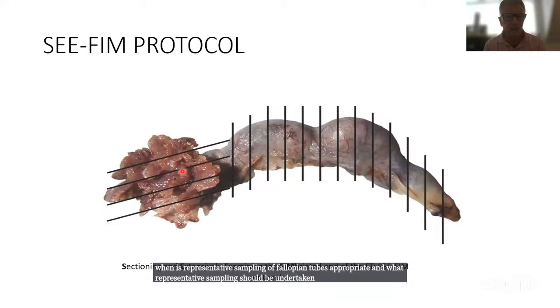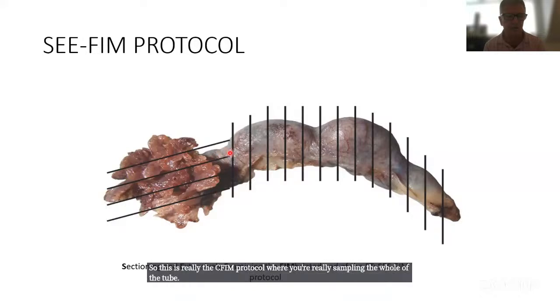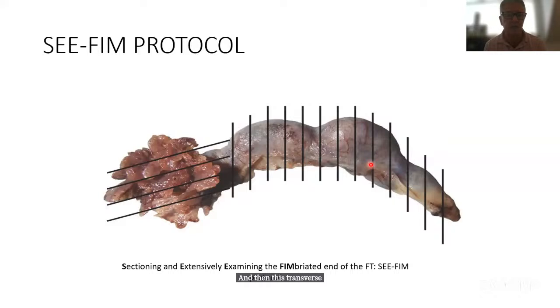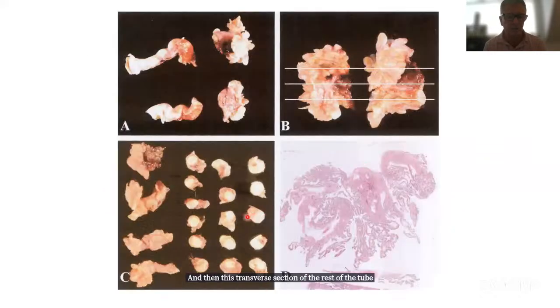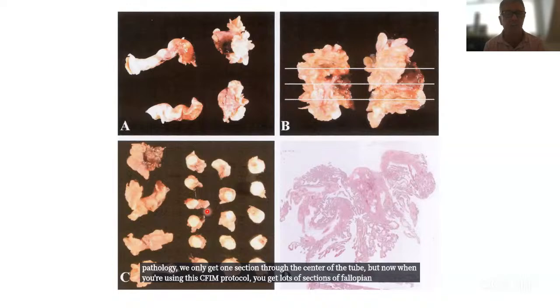So this is the CFIM protocol, where you're sampling the whole of the tube, with this longitudinal dissection of the fimbrial end, and then this transverse section of the rest of the tube. When I started in pathology, we only got one section through the center of the tube, but now when you're using this CFIM protocol, you get lots of sections of fallopian tube to look at.